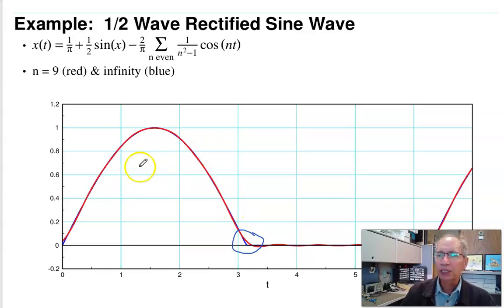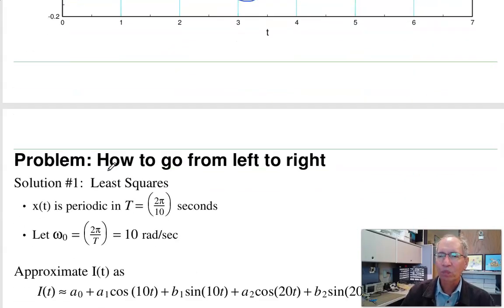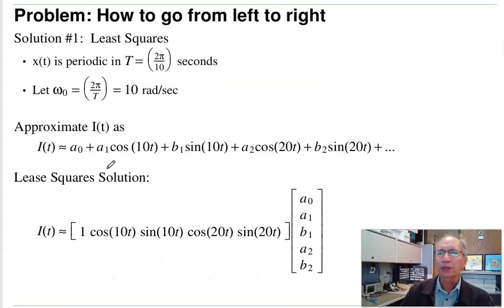The sharper the corner, the more the high frequency terms. But that kind of shows that I can go right to left. If I add up these waveforms, the answer is a periodic waveform: triangle wave, square wave, sawtooth wave, half rectified sine wave. That's going right to left. Here's a problem for you though. How do I go left to right?